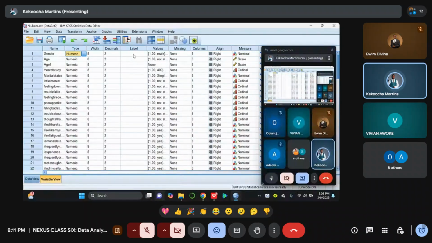Then the next important thing is you can decide to write in your label. This label is more like giving us more information on what this gender is, just gender. So under label you have gender. But there are times when, for example, under this year of study, I can just decide to write level under this name, under this number 4.